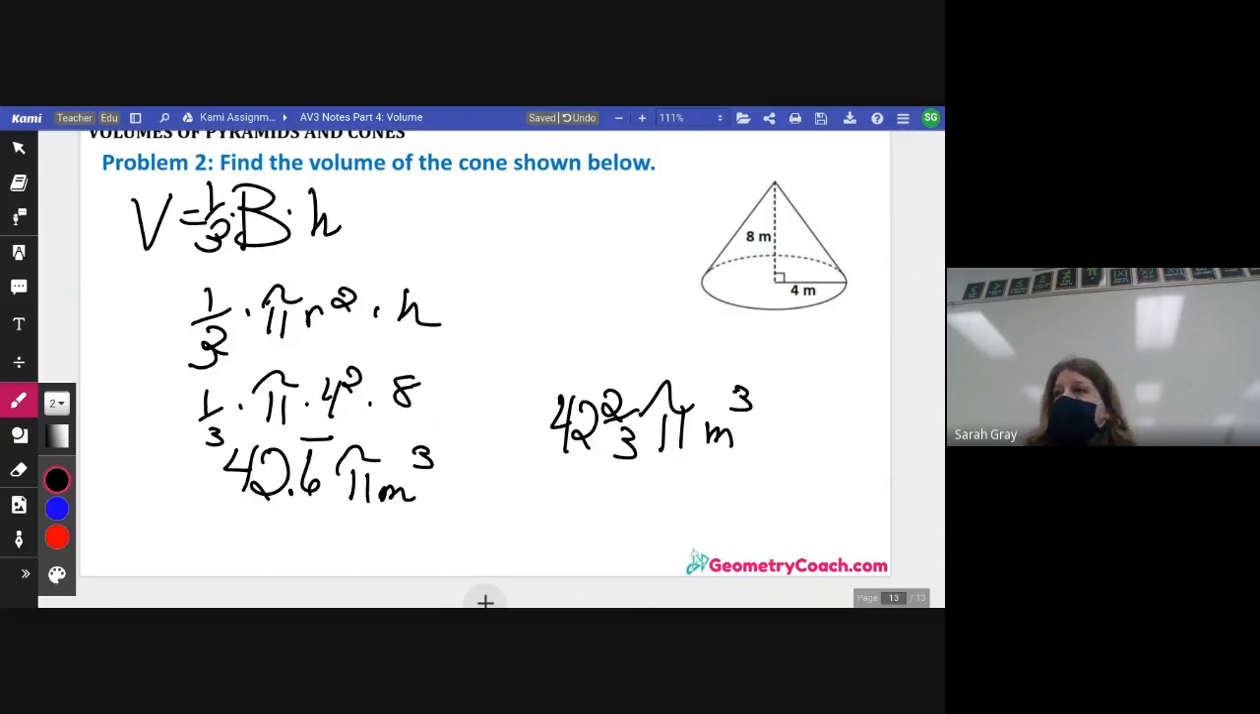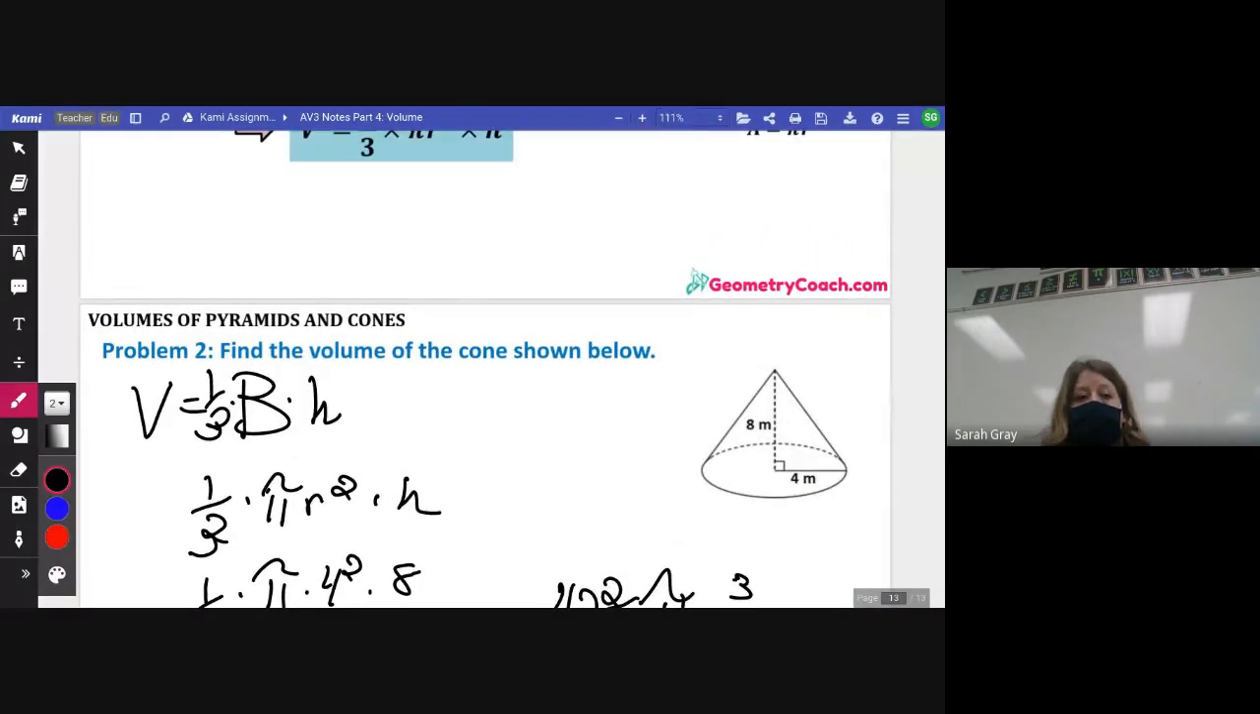Okay, so that's it. Our volume is easy. Volume of a prism, area of the base times the height. Volume of a pointy thing, 1/3 area of the base times the height. Okay, hardest part's finding the area of the base, and we've been doing that for about a month. Okay, questions or concerns?